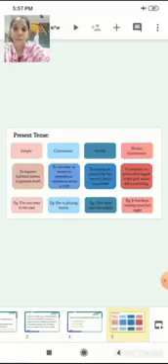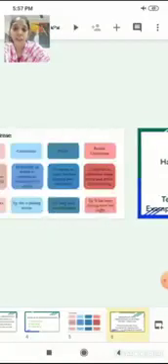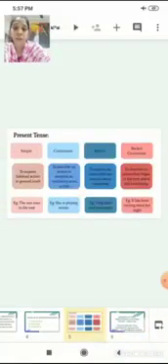Simple present tense. Simple present tense expresses habitual action or general truth. For example, the sun rises in the east. So what is simple present tense? It expresses habitual action or general truth. Another example is I dance daily.